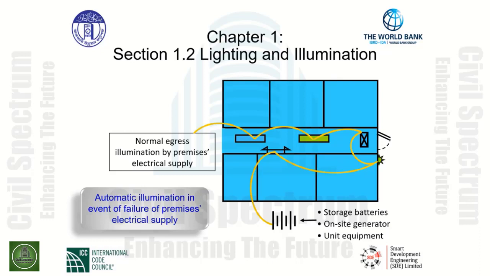We have an automatic illumination in the event of failure by means of an emergency electrical system, whether it's storage batteries, an on-site generator, or the batteries located within the unit. We properly call these unit equipment when each unit has its own battery supply. And the duration of the illumination after failure of the primary power supply must be not less than 30 minutes.